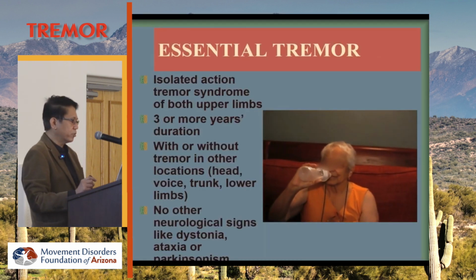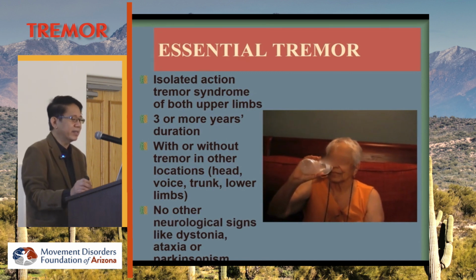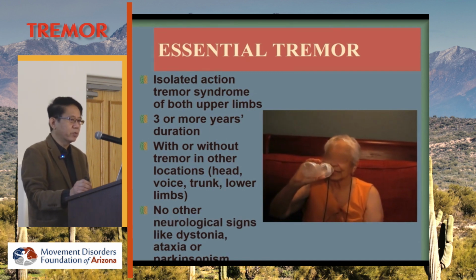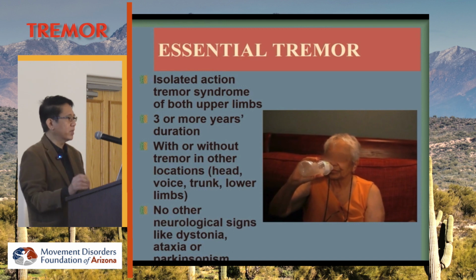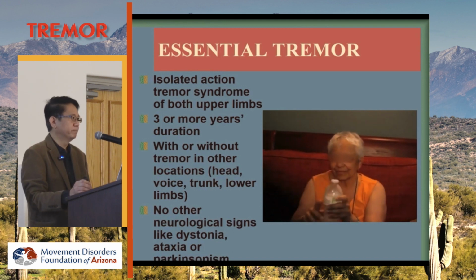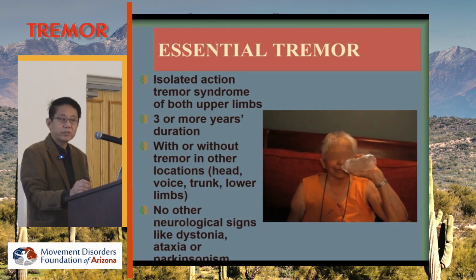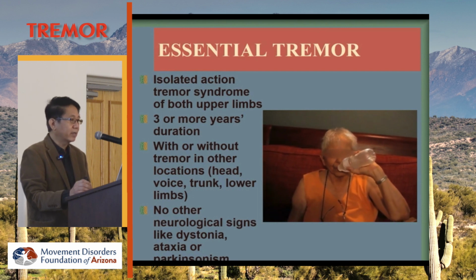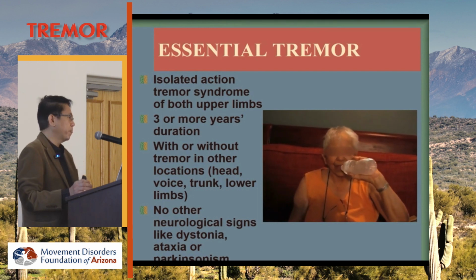Okay, what is essential tremor? So essential tremor is an isolated action tremor syndrome of both upper limbs. So both upper limbs have to be involved and it has to be in action. So when I see that and the duration of the tremor is 3 years or more, then I can say, okay, you do have essential tremor.